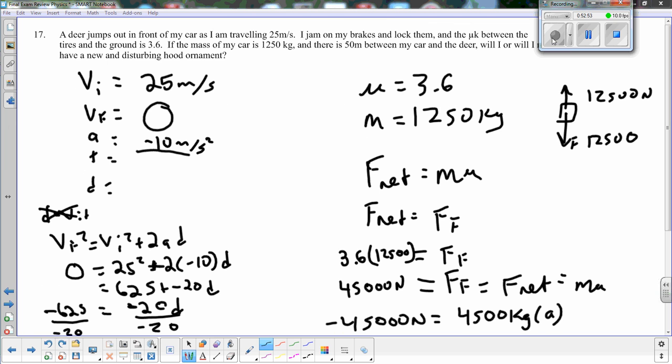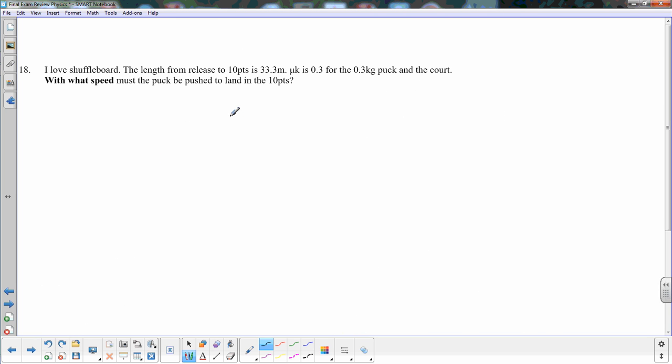Well, that makes no sense. Maybe I should make the grammar better. I love shuffleboard. Length from the release to 10 points is 33 1/3 meters. Mu is 0.03 for the puck and the court, right? That makes sense. With what speed must I release this thing?